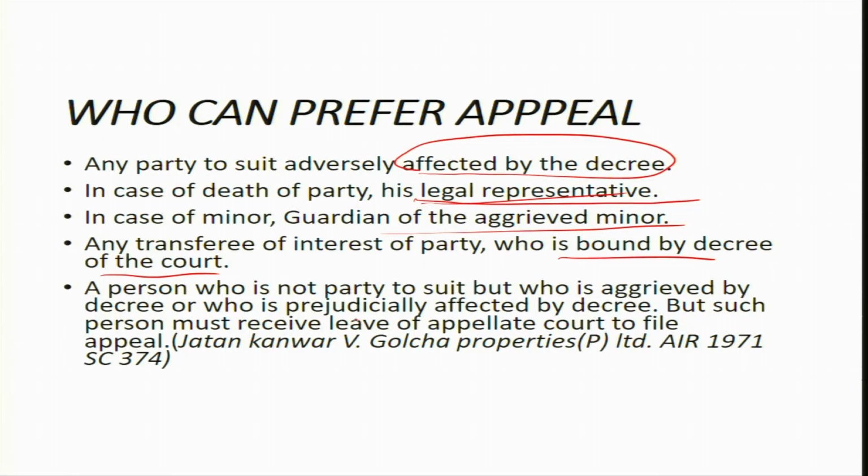Third party means whosoever has an interest, whosoever is being affected by the decree, they can also approach the appellate court. A person who is not a party to the suit, but who is aggrieved by the decree, who is prejudicially affected by the decree, but such a person must receive leave of the appellate court to file an appeal. This is what I have told you: permission of the court, and you have to show before the court how you are concerned with this case, how you are being affected by the judgment or decree, what kind of interest, how you have locus standi. You have to show that. It means this third person also can file or approach the appellate court.